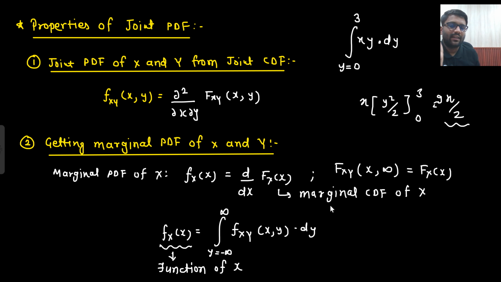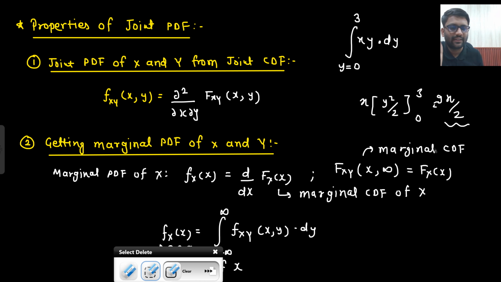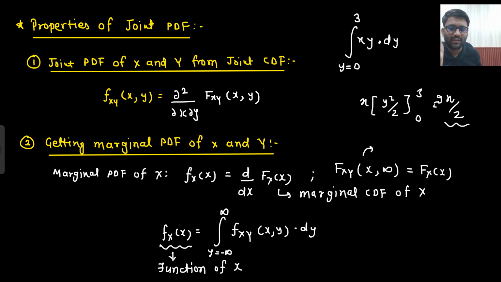So two ways are there. If marginal CDF is mentioned, what you will do is from there, sorry, not marginal CDF, really sorry guys, this is your joint CDF. If joint CDF is mentioned, what you will do? You will find the marginal CDF, and from here you will differentiate, you will get the marginal PDF of x.